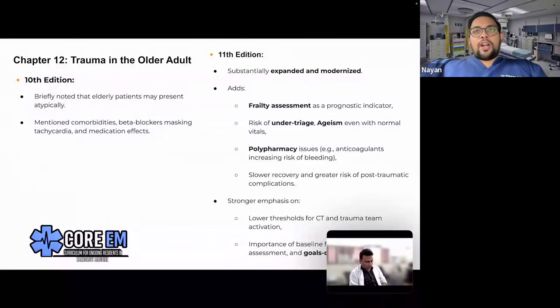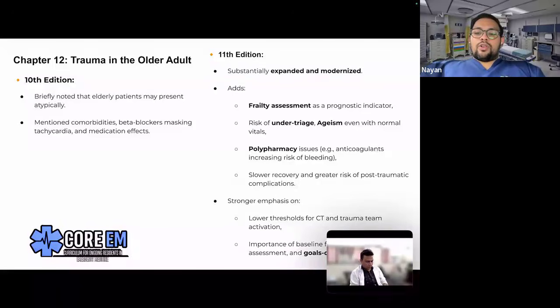In the 11th, it expanded and modernized this, and frailty assessment as a prognostic indicator is added. The risk of under-triage for elders is added, and the concept of ageism, even with normal aging, is also added. So polypharmacy issues and reversal of anticoagulants were there already.